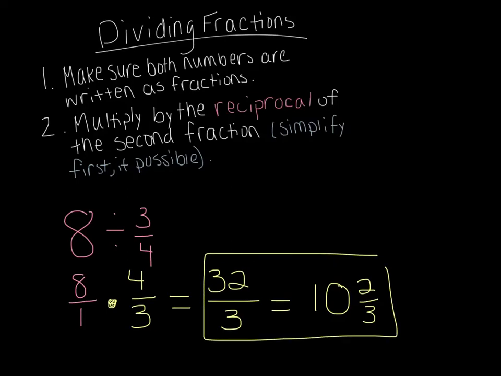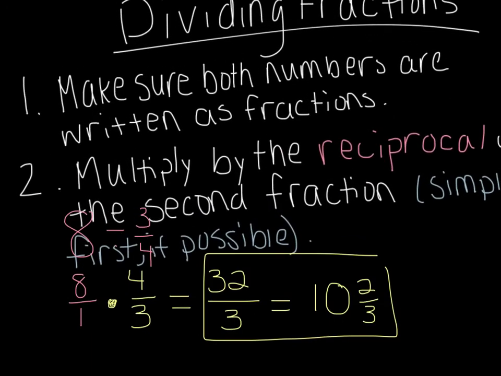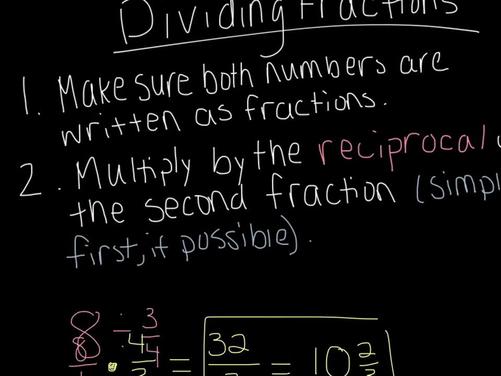So just to recap, when we're dividing fractions, make sure that both of your numbers are written as fractions first. The second thing you need to do is multiply by the reciprocal of the second fraction. So you're flipping the second number and multiplying across. And remember, it always helps if you can simplify first, then you don't need to reduce your final answer because that'll already be done for you.